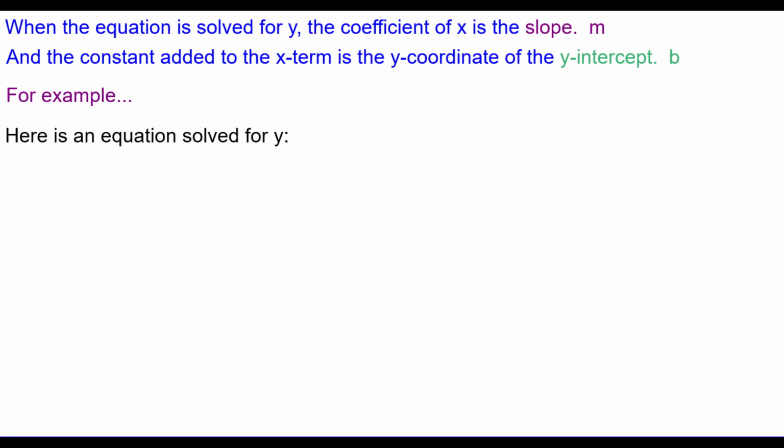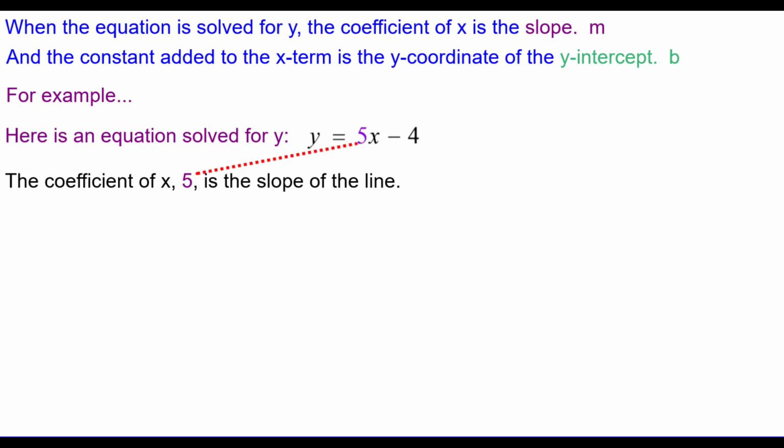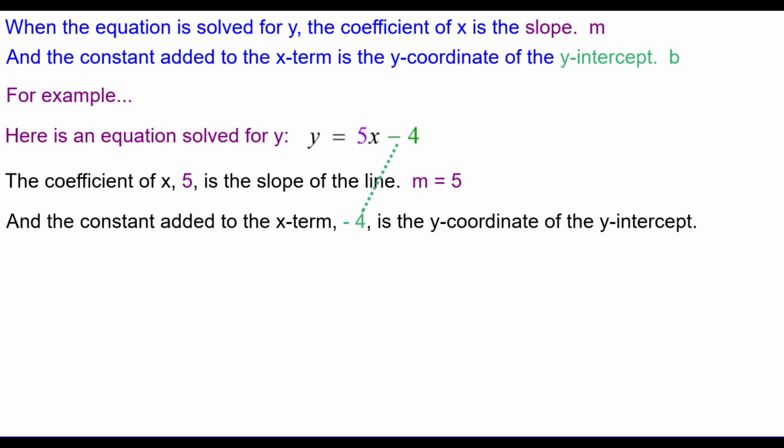For example, here's an equation that's solved for y. What's the slope? What's the y-intercept? Well, the coefficient of x, 5, is the slope of the line. M is equal to 5. And the constant added to the x term, -4, is the y-coordinate of the y-intercept, which is b, which is equal to -4.